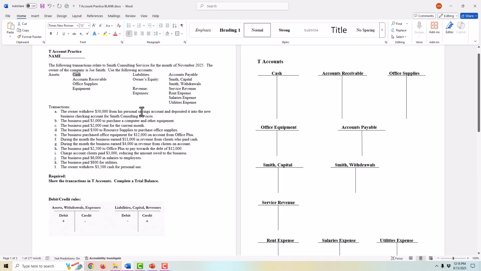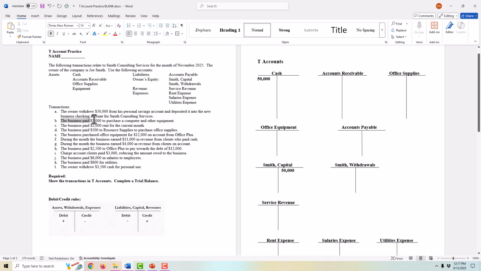And then this also increased the owner's investment in the business, which is capital. Smith Capital is going to represent owner investments. And this is an equity account or capital account. We're adding to that account with a credit. So what you're going to do is put $50,000 on the debit side of cash to add to cash, and then on the credit side of capital to add to capital. So you have a debit and a credit. Remember, we have a double entry system here. If you put a debit somewhere, you have to put a credit somewhere else.